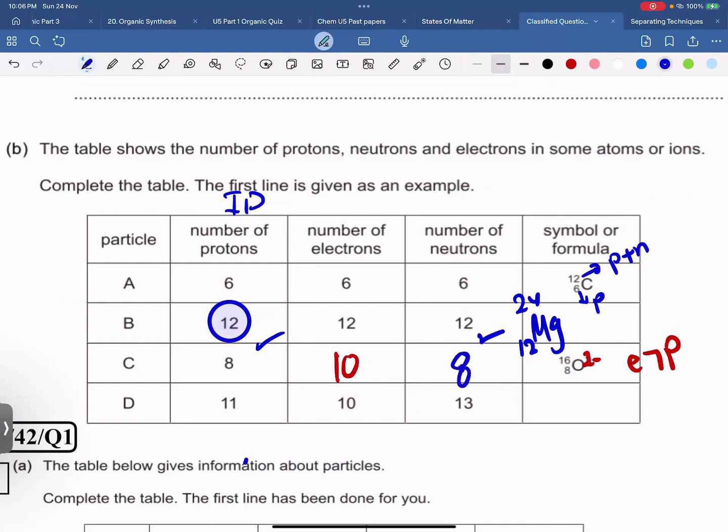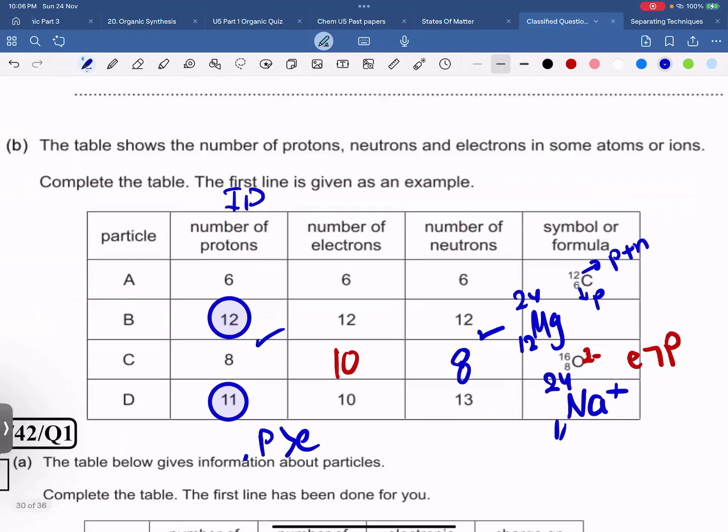And then number D, proton number 11, which is the ID for sodium. Atom or ion? Ask yourself, is there an equal number of protons and electrons or not? Unequal. Protons more than electrons by 1, so positive more than negative by 1. So it's going to be sodium plus 1. 11 is the atomic number, and the mass number is 13 plus 11, protons plus neutrons, which is going to be 24.